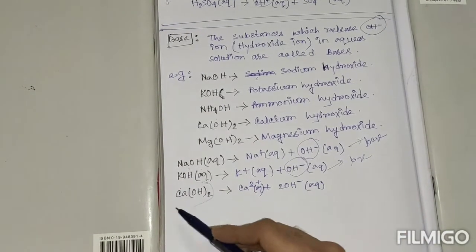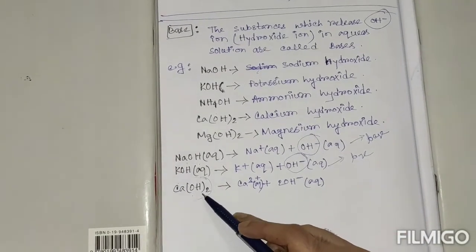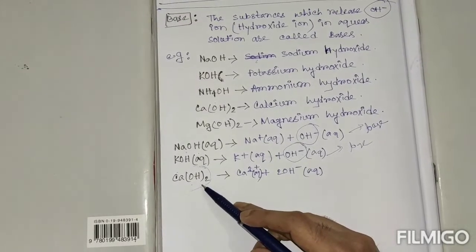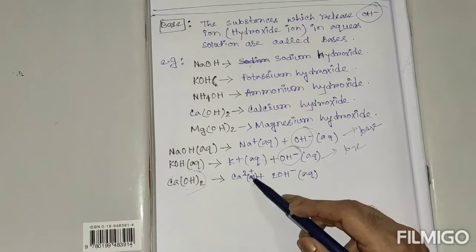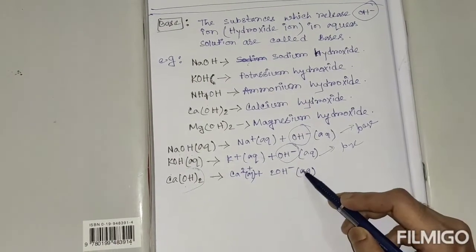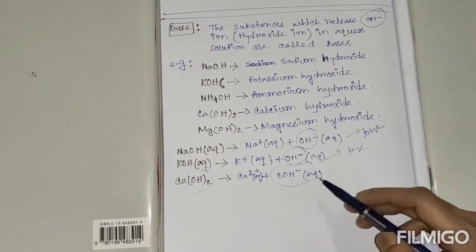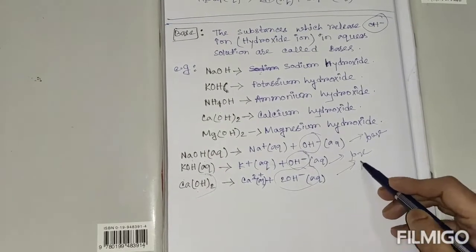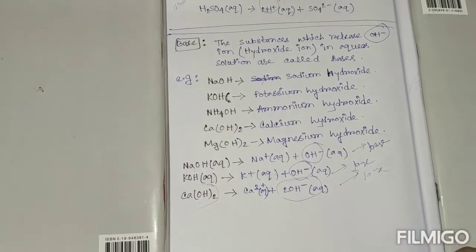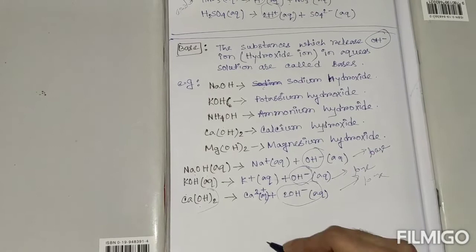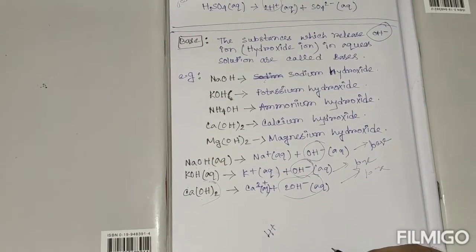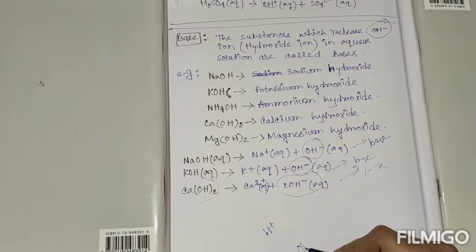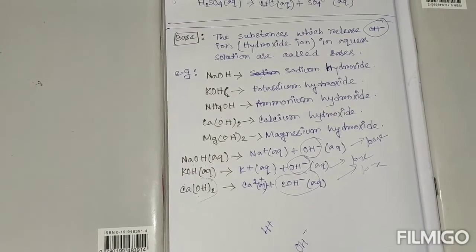Similarly calcium hydroxide, known as slaked lime, when it is dissolved, it dissociates into Ca2+ plus 2OH-. Here we are getting 2 molecules of hydroxide ion. So it is also a base. So we can understand that the substances which release H+ ion, they behave as acid, and the substances which release OH- ion, they are called base.